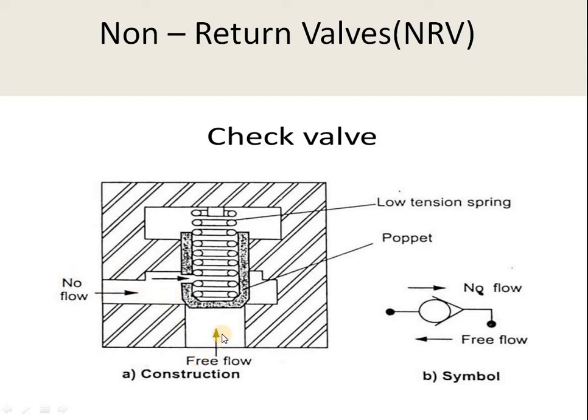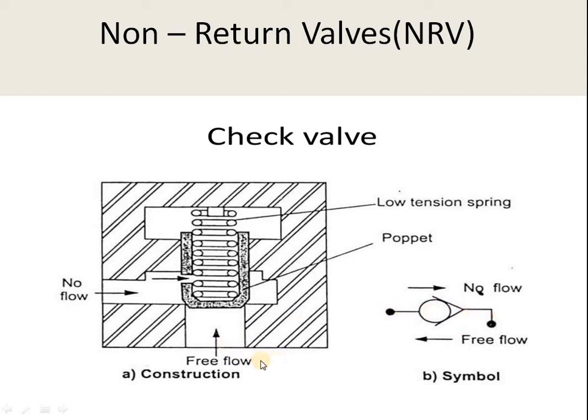In hydraulics, or especially in this subject, the symbolic representations are very important, because the construction sketches are very complicated. So it is better to go with the symbolic representation. This first type is the non-return, that is, the check valve. I am showing this with the arrow indication. This indication is free flow. So the air will flow in this direction, and it will not flow in the opposite direction.